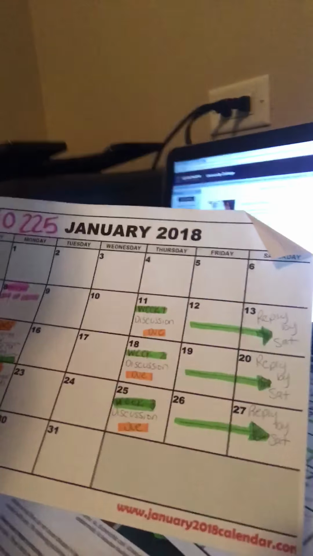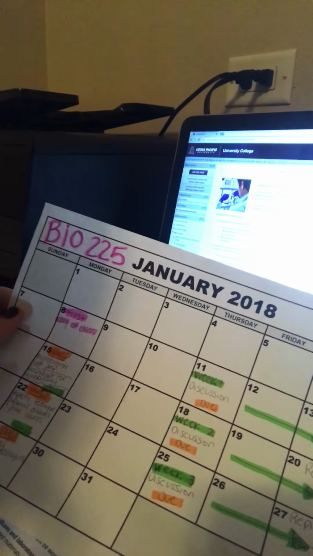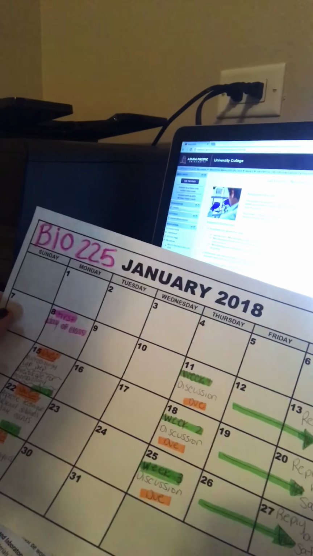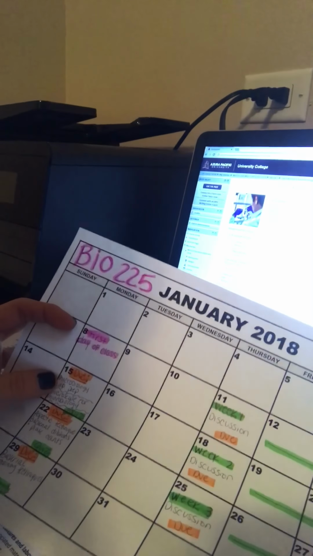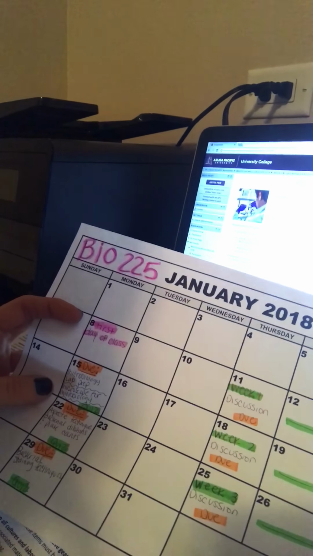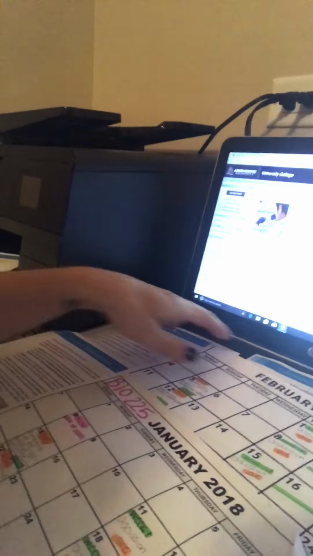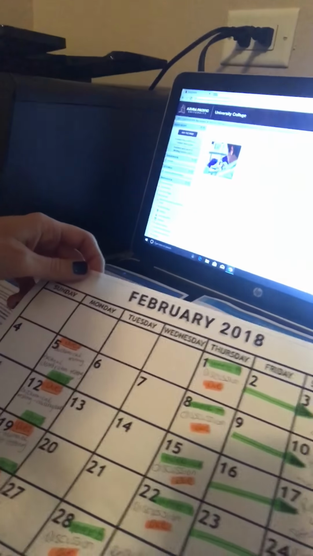So I'll show you my January and February that I printed out. I did use a highlighter. I really like color, and it helps me know when things are due. So here's my January calendar. As you can see, I just did the week 1 discussion. It's due on Thursdays and then you have to reply by Saturdays. I also did each lab; those are usually due on Mondays, and I highlighted the quizzes, which are also due by Mondays. I pretty much did the exact same thing for February.